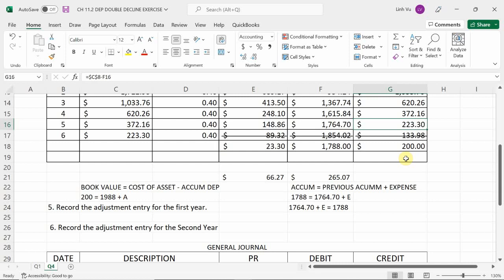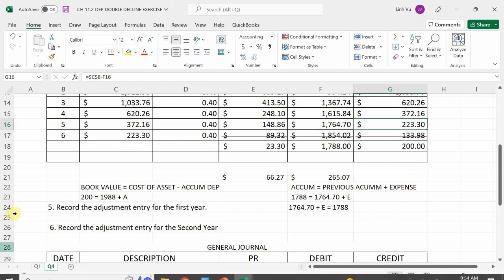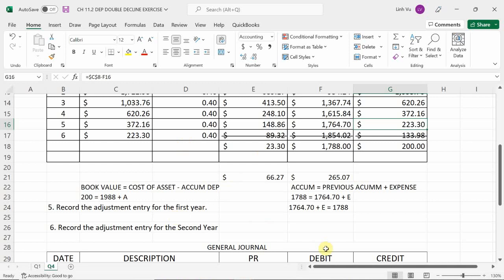You would have to use the 1788 minus the 1988. No. I'm asking you, look at the book value. If on year 5, your book value was $223.30, I need to get to 200. So how much do I need to depreciate? The $23. And that's exactly what you solved right here. You only need to depreciate $23.30.